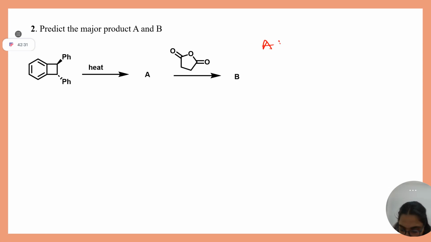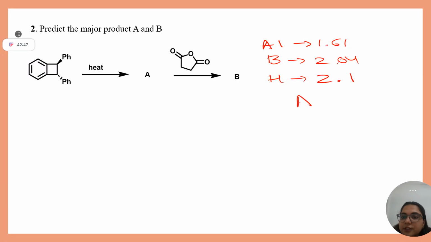Aluminium has an electronegativity of 1.61 on the Pauling scale. Boron has 2.04. Hydrogen has an electronegativity of 2.1. Now you can easily see that the electronegativity difference between aluminium and hydrogen is larger, right? Whenever you have an A–B bond, let's say the electronegativity difference is large.